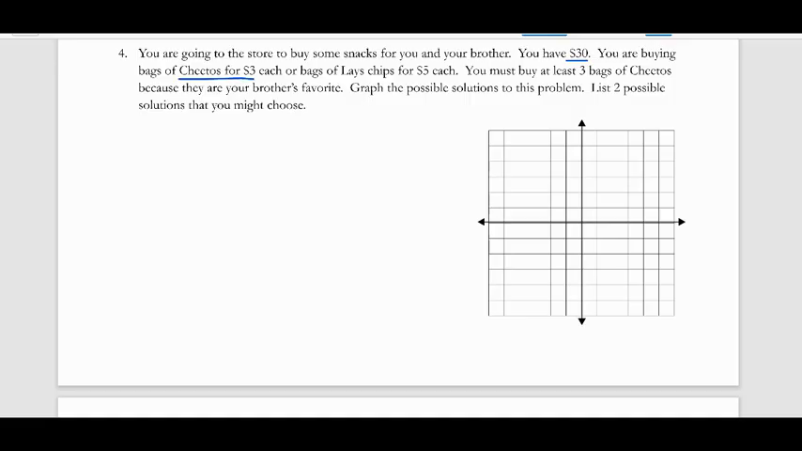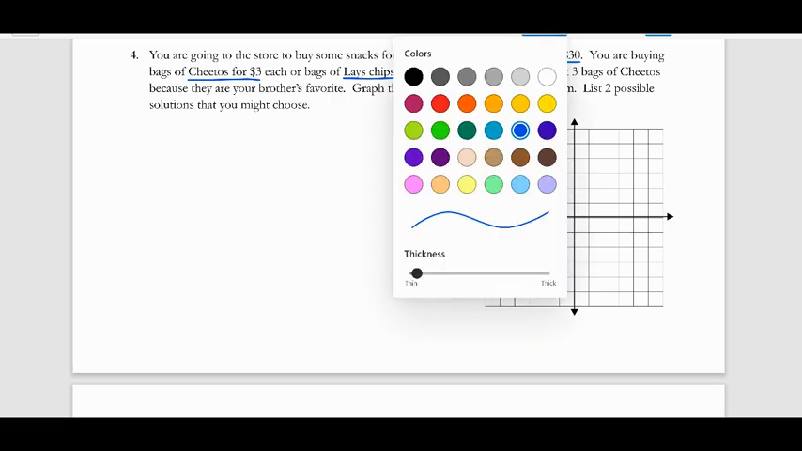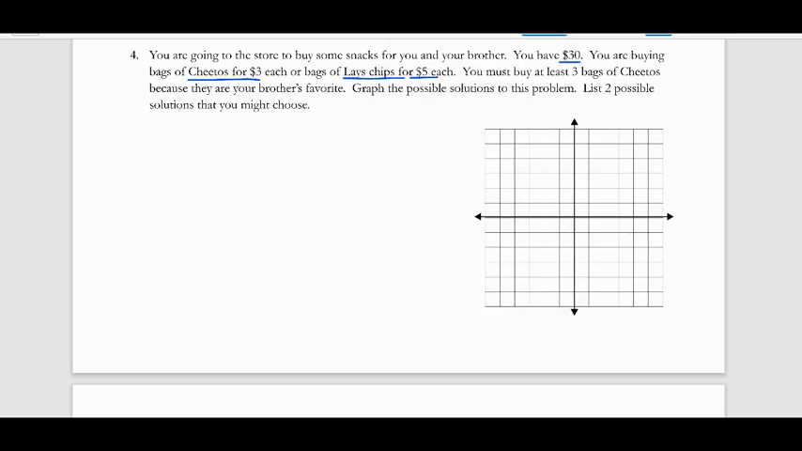Or bags of Lay's for $5. It also says you must buy at least 3 bags of Cheetos because they are your brother's favorites. All right, it says graph the possible solutions to this problem. List 2 possible solutions that you might choose.